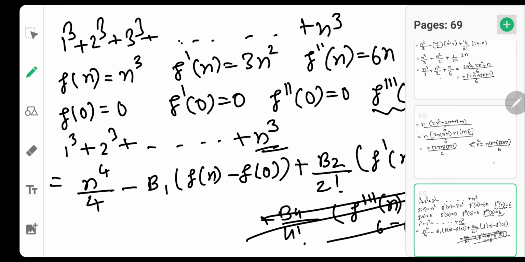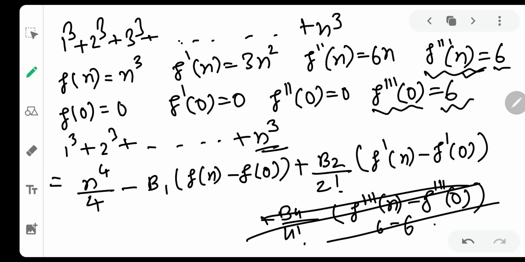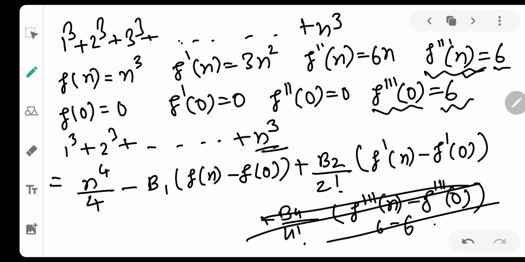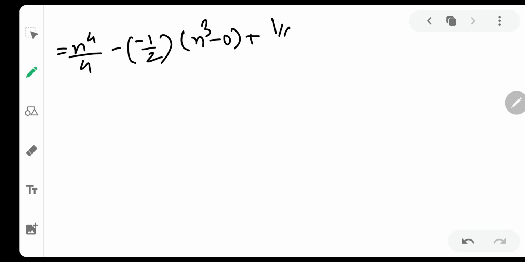So once you practice it enough, there won't be any problem. So n raised to 4 by 4 minus half. Then it is saying fn minus f0, but fn is n cube, so n cube minus 0, right? Plus b2 by 2 factorial. b2 is 1 by 6 by 2 factorial. Very good.